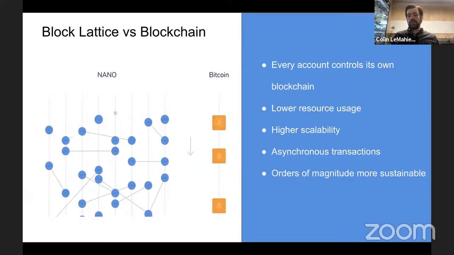So this is lower resource usage, higher scalability, asynchronous transactions. So if there's a slowdown in one place, it doesn't necessarily slow down in other places. And it's far more sustainable.